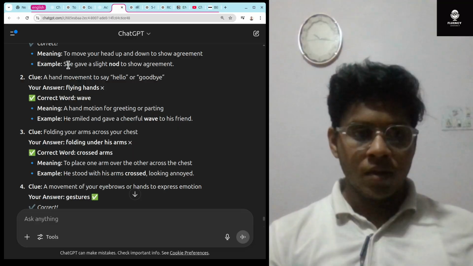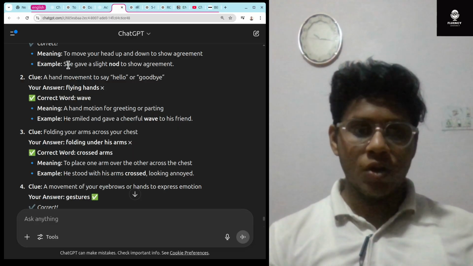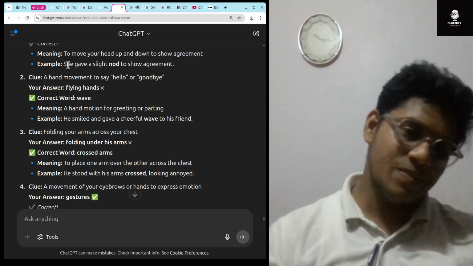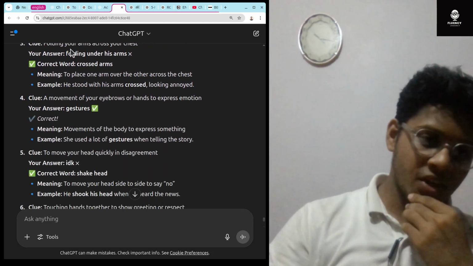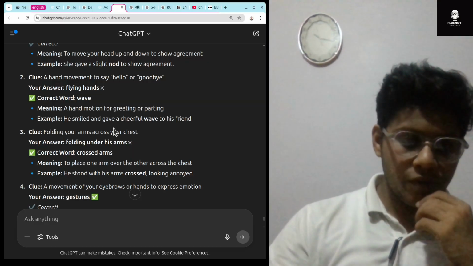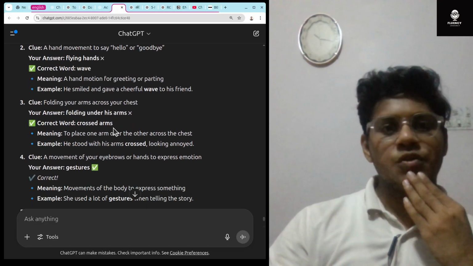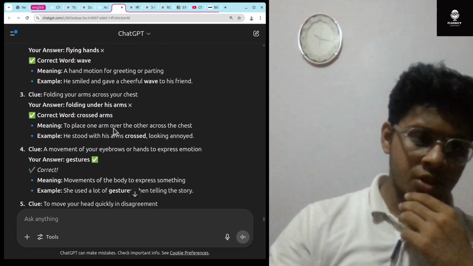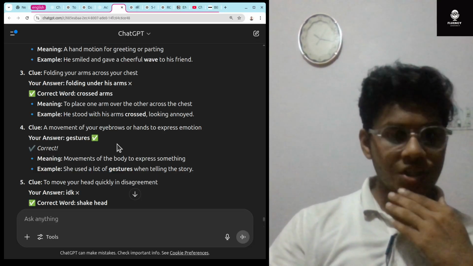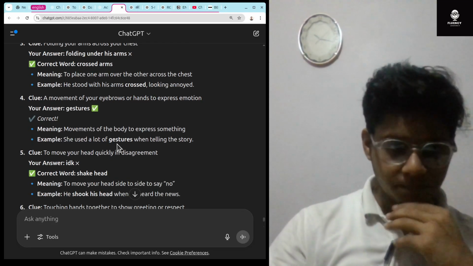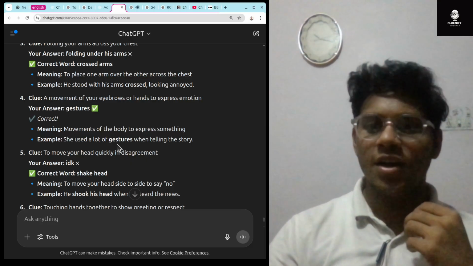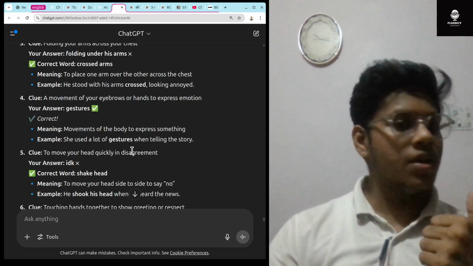Okay. Folding under his arms, crossed arms. Oh, it's too logical, yeah. Why didn't I guess? Okay, just is correct. So wave. Folding your arms across your chest is crossed arms. A movement of your eyebrows or hands to express emotion is known as gestures. It is correct. Shake head. To move your head quickly, shake head.